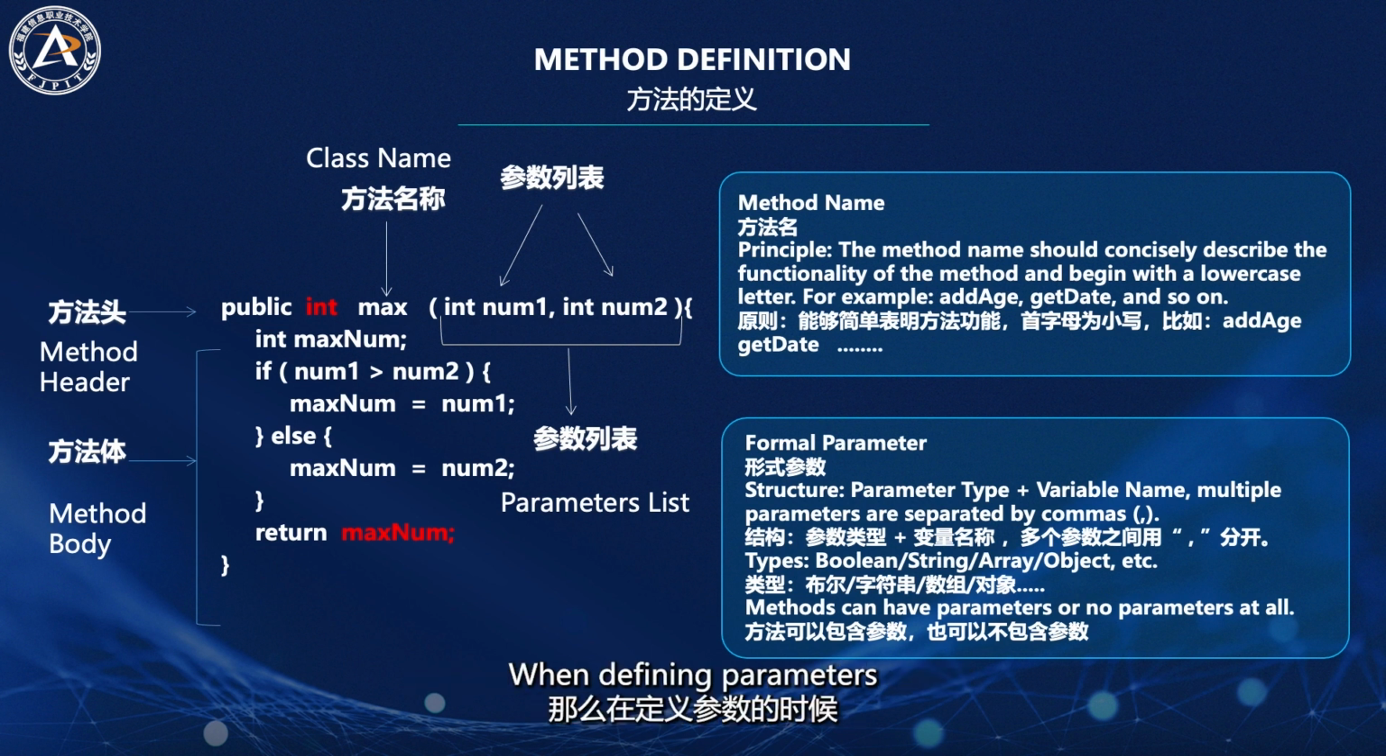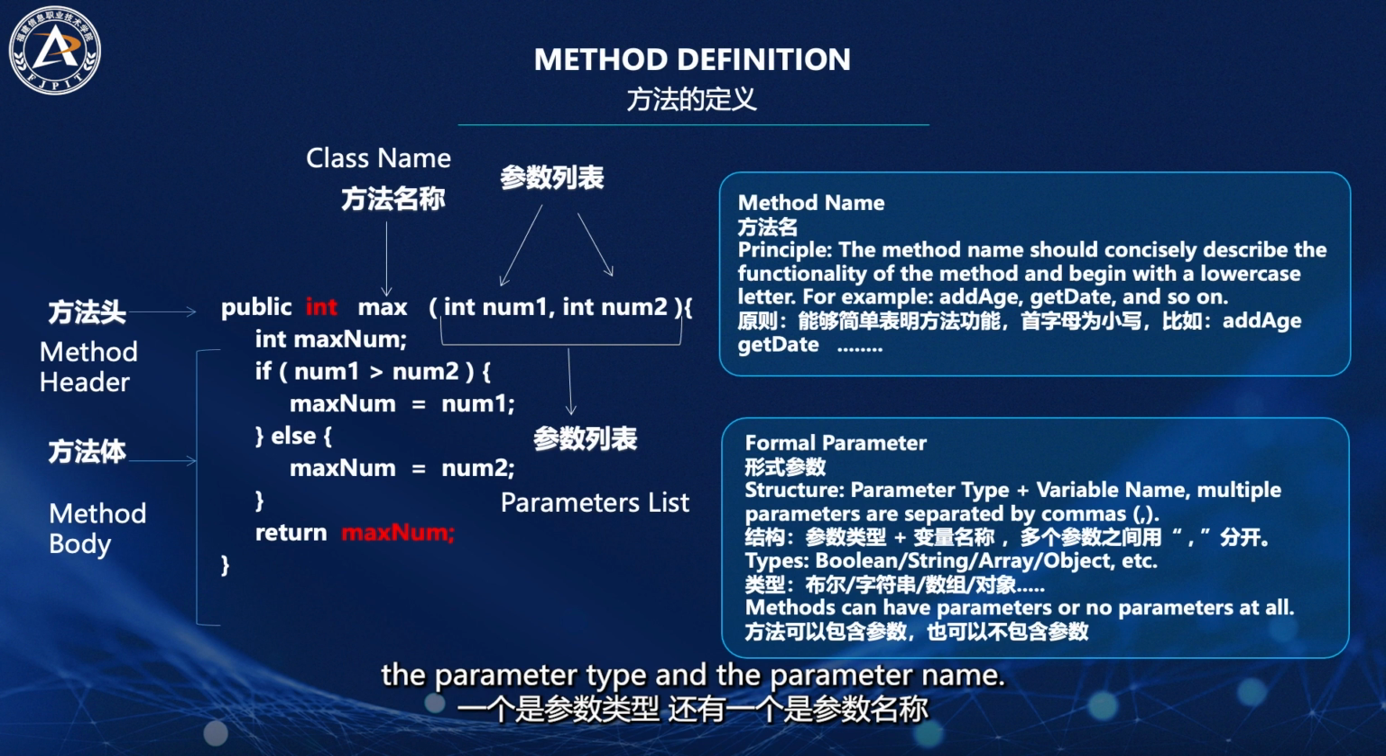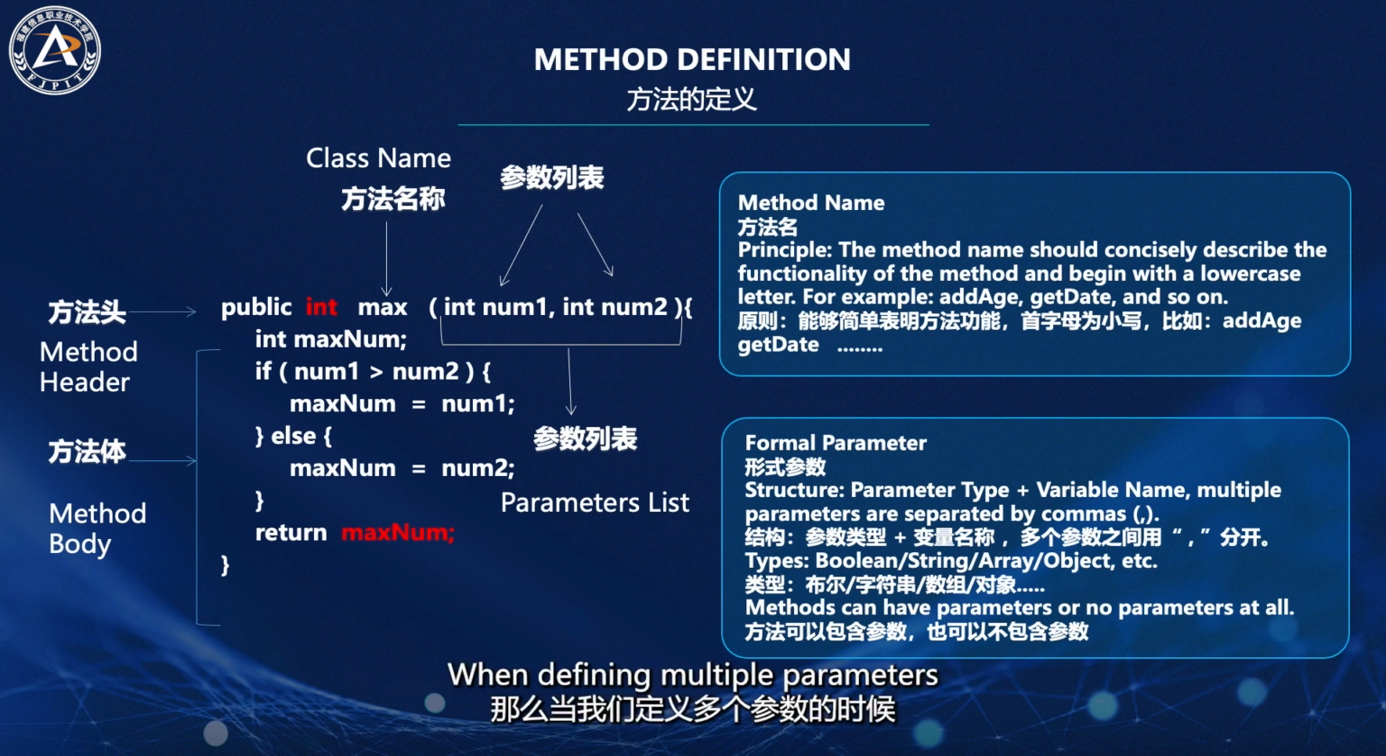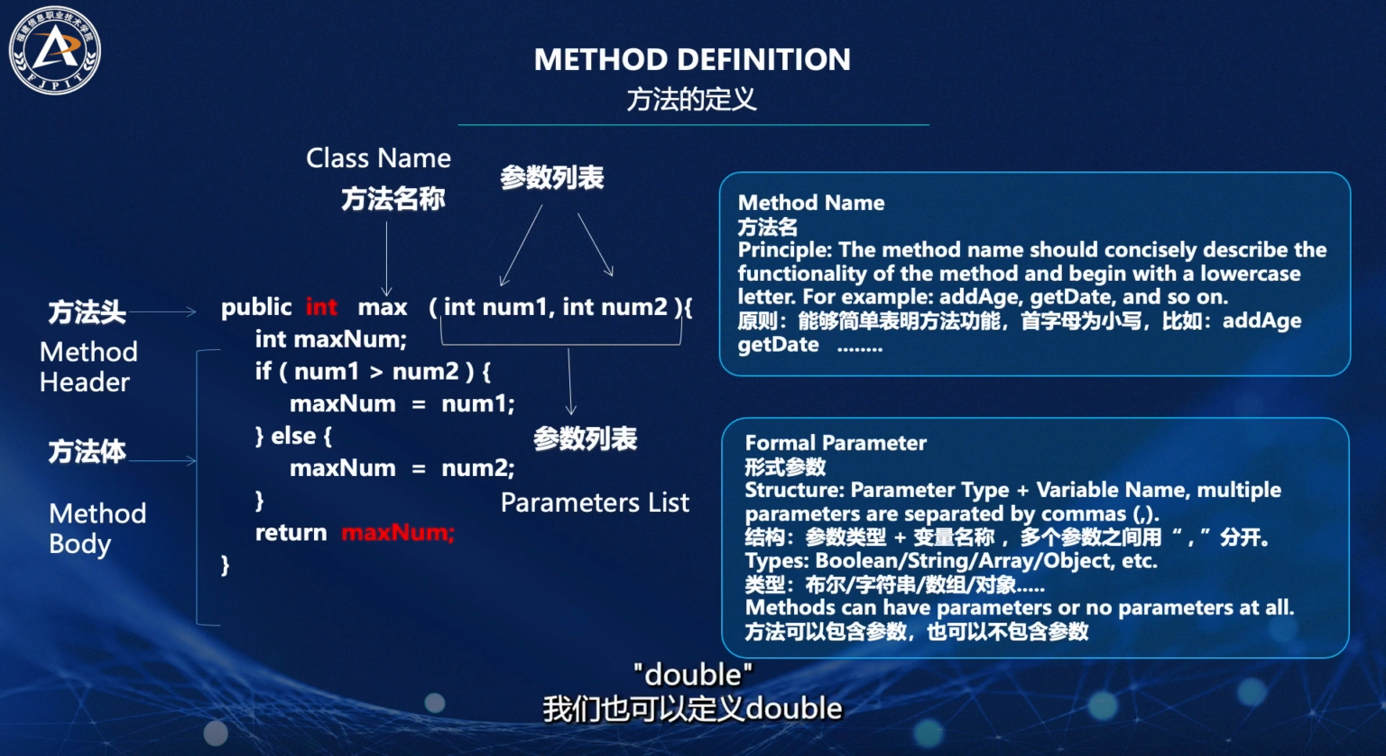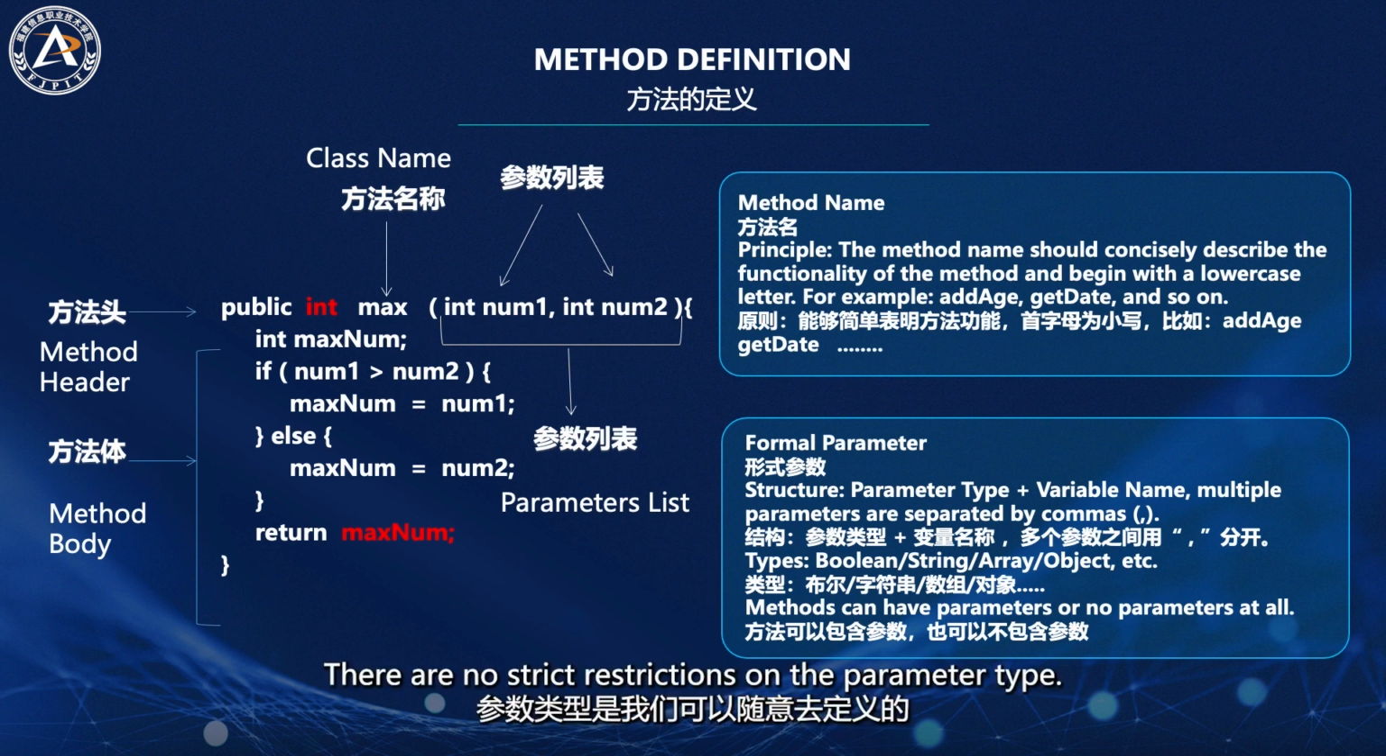When defining parameters, we need to specify two things: the parameter type and the parameter name. When defining multiple parameters, we separate them with a comma, which should be an English lowercase comma. It's essential not to make mistakes. The parameter type can be freely defined, such as int, String, double, or boolean. There are no strict restrictions on the parameter type.